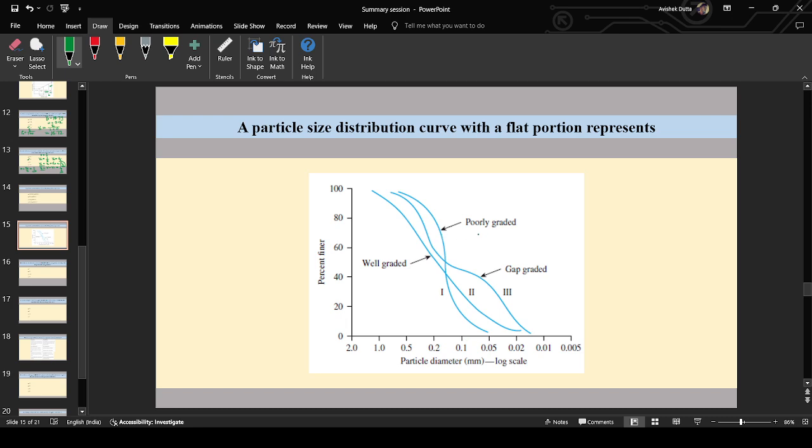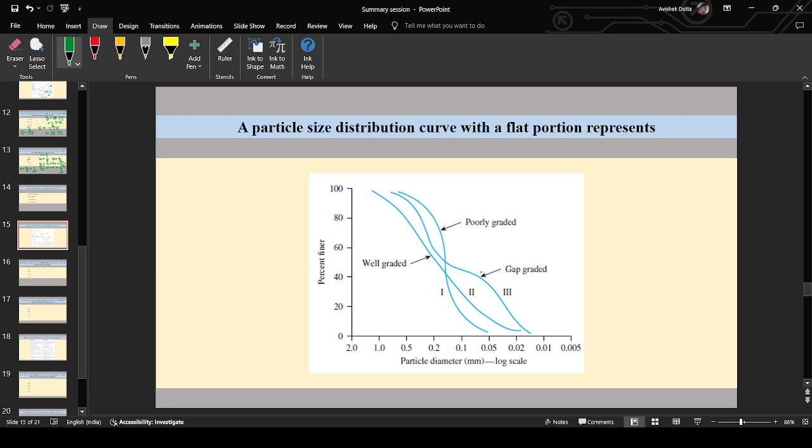Now in the case of poorly graded soil, in this graph we can see it has almost a straight line up to this. That means from 0.5 to 0.1 we'll find some particles, then between 0.1 and 0.2 the curve is almost a straight line. It has the majority of the particles of this particular size, and then again from 0.2 to 0.5 some particles are present. So this is actually poorly graded soil.